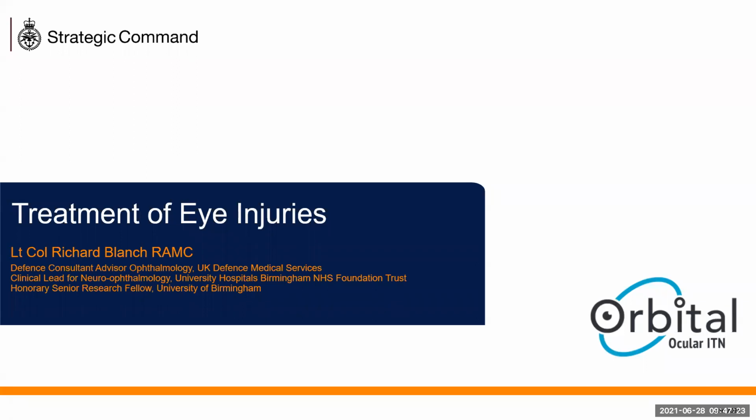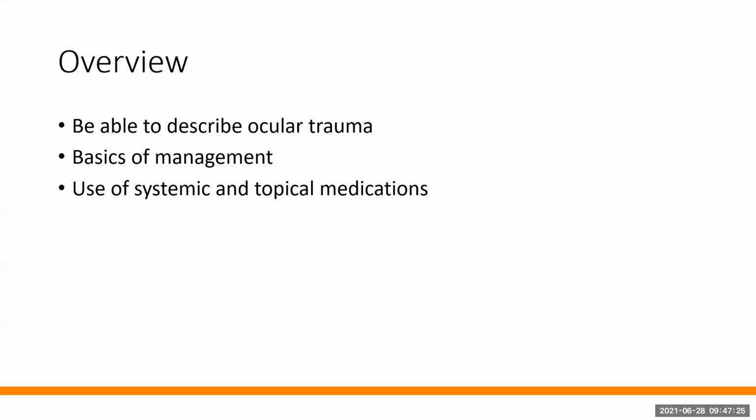What I'd like to cover today is a basic overview of eye injuries. So you've got an idea of what sort of things happen to an eye, and a basic understanding of what sort of things we do to manage that, which actually often is surgical, but a bit of where medication fits in. And so then where different medications fit in terms of systemic and topical treatments.